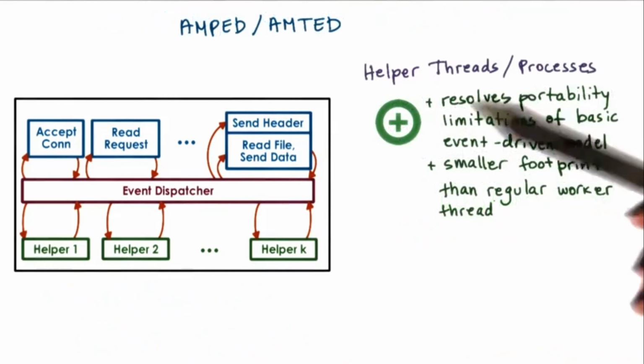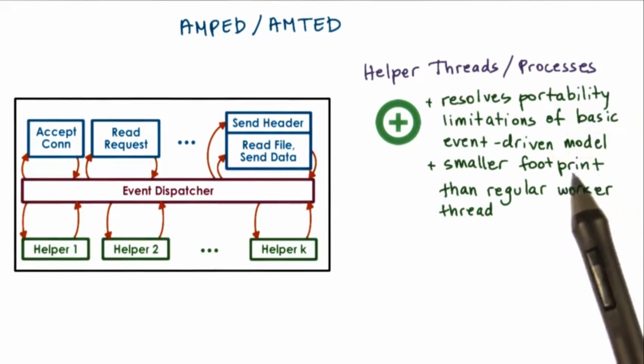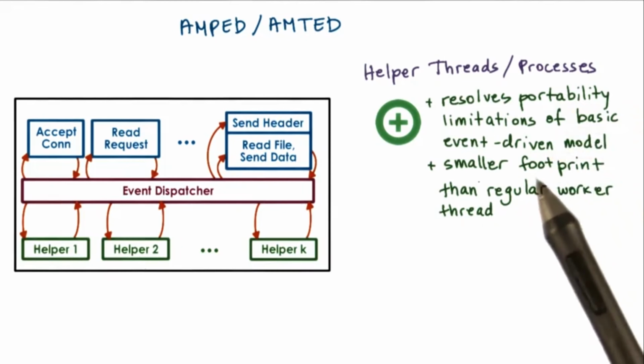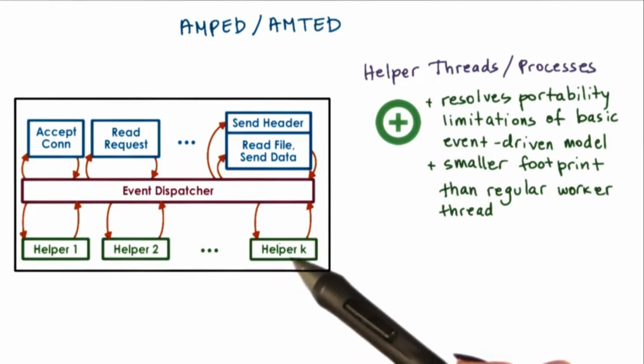The key benefit of the asymmetric model that we described is that it resolves some of the limitations of the pure event-driven model in terms of what is required from the operating system, the dependence on asynchronous I/O calls and threading support. In addition, this model lets us achieve concurrency with a smaller memory footprint than either the multiprocess or the multi-threading model. In the multiprocess or multi-threading model, a worker has to perform everything for a full request, so its memory requirements will be much more significant than the memory requirements of a helper entity.